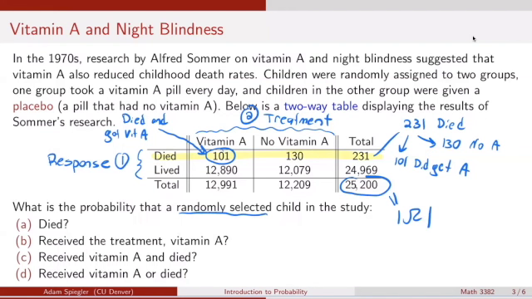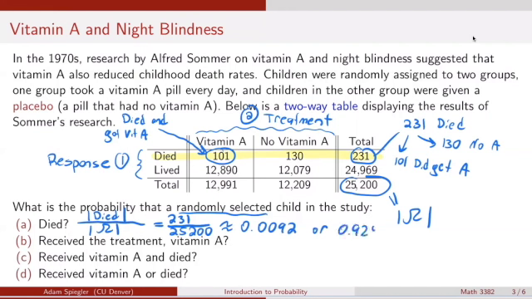So what is the probability that a randomly selected child died? Well, we want to calculate the total number of children in the study that died divided by the total number of children in the study. So in this case, that would give me 231 were the number of children that died, and our sample space is 25,200. And that works out to a proportion that is 0.0092, or approximately 0.92%. So that's pretty good, considering that here we're looking at the probability that a child died. So that's really, really small.